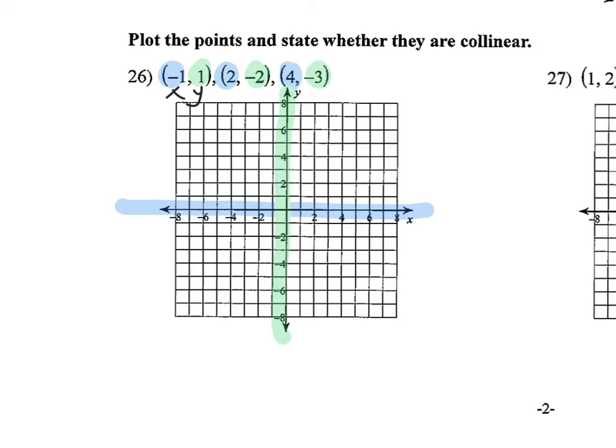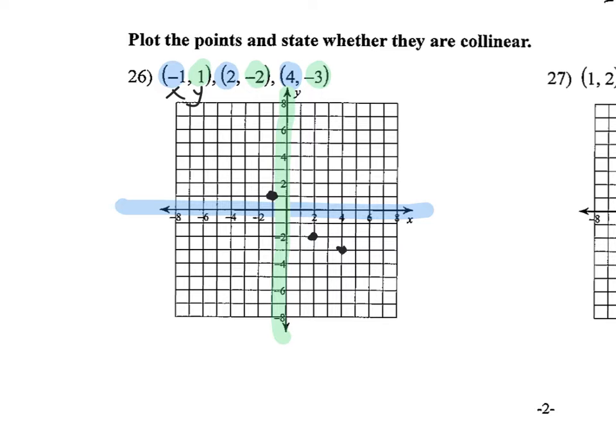So when we're looking at the picture, if I'm going -1 on the x-axis, +1 on the y-axis, that point falls right here. I'm going +2 on the x-axis, -2 on the y-axis, that point falls here. I'm going +4, -3. So the question is, are these points collinear? Which means, do they fall on the same line?